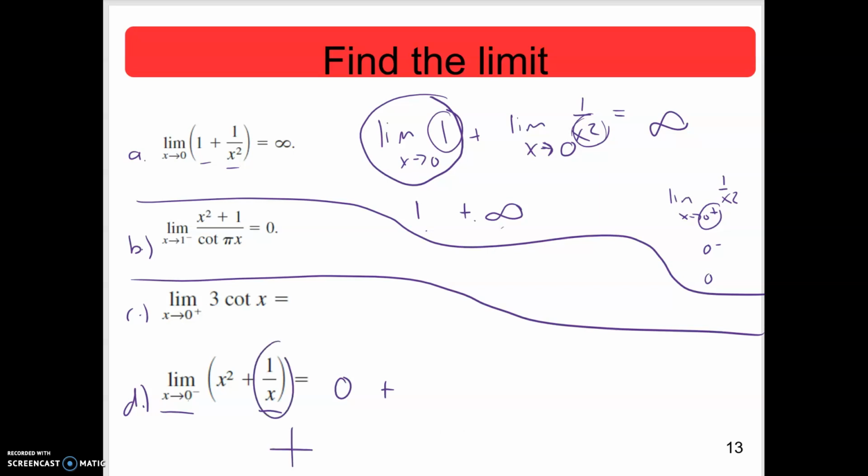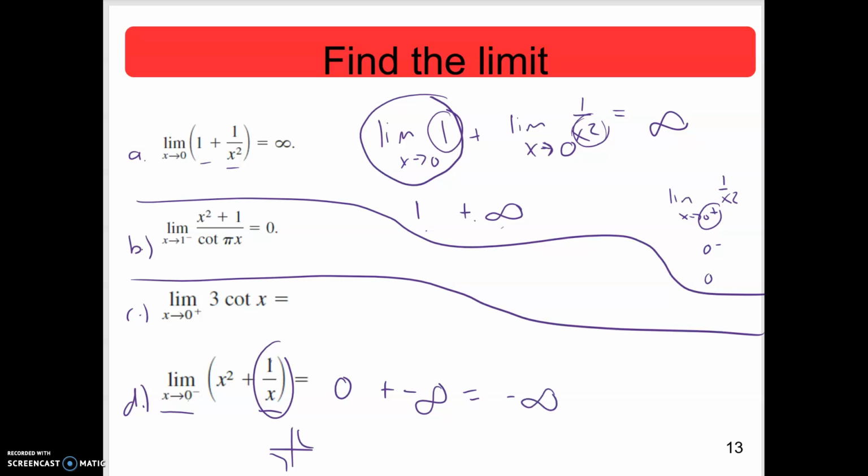Well, we could do this a couple ways. You might know this is a real basic graph. Or you could just pick a small value like we've been doing, negative 0.1. And you can see 1 divided by negative will take you down to negative infinity. So 0 plus negative infinity is still negative infinity.